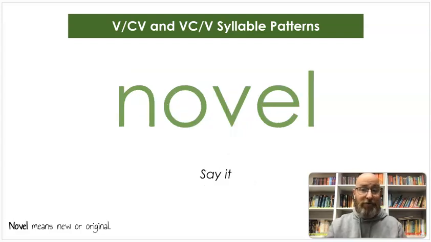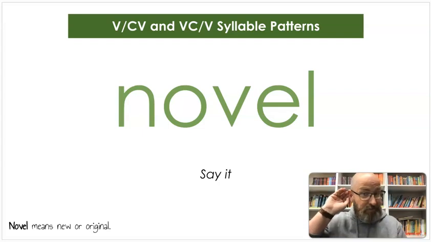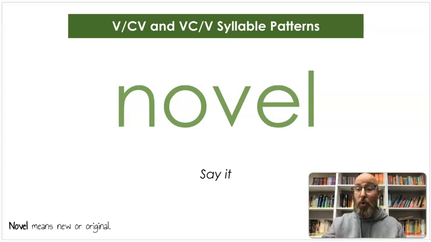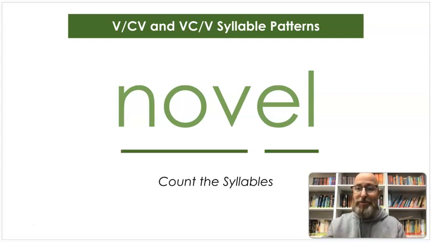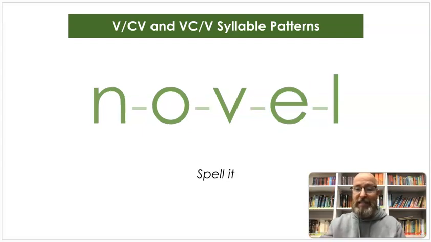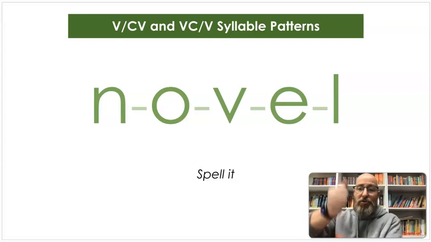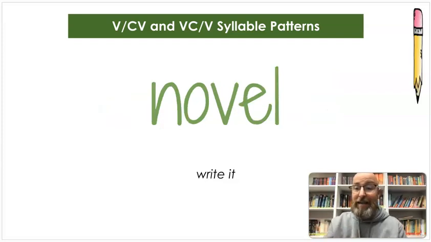Our next word is novel. Say novel. Novel means new or original. It could also refer to a book, a longer book. Count the syllables. Novel. Novel. Now let's spell it. N-O-V-E-L. Novel. And let's write it. N-O-V-E-L.